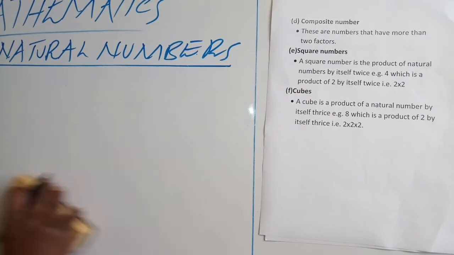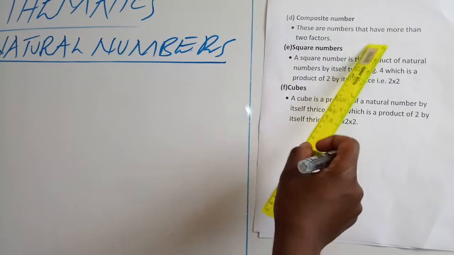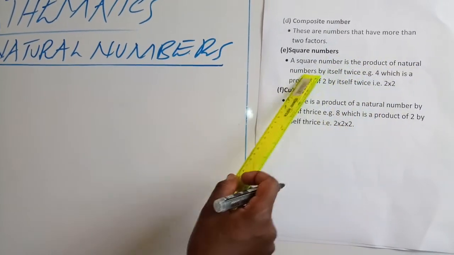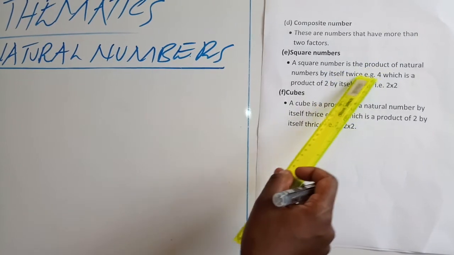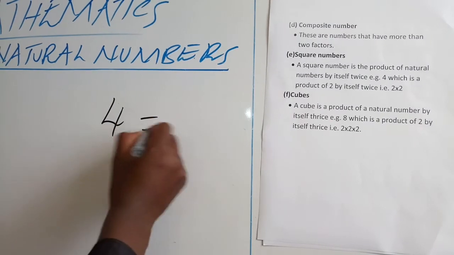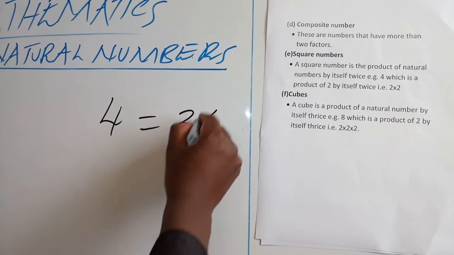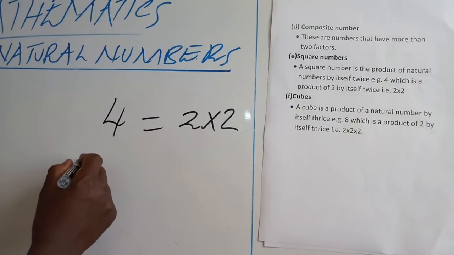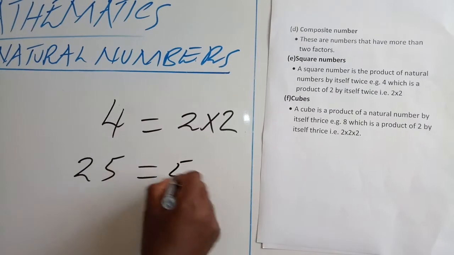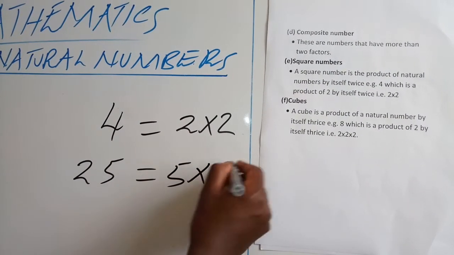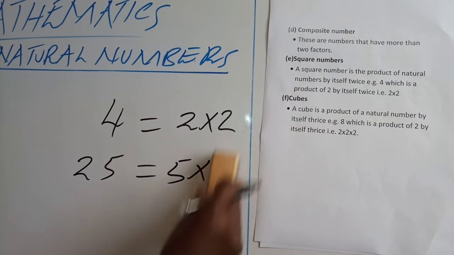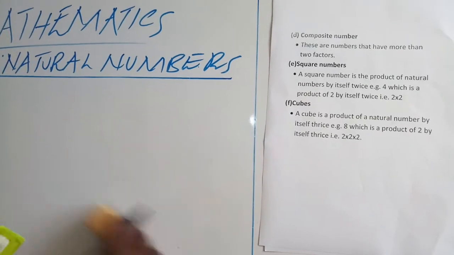Now we go to square numbers, or what we call squares. A square number is the product of a natural number by itself twice or 2 times. An example of a square number would be 4. How do you get 4? You multiply a natural number 2 by itself 2 times. Another number would be 25. How do you get 25 as a square number? Multiplication of a natural number 5 by itself 2 times. So those are what? Square numbers. You can list more square numbers.